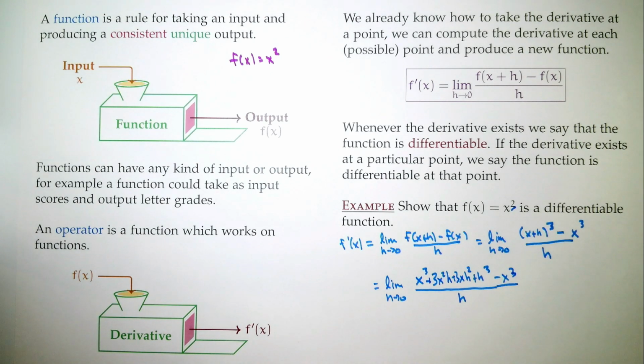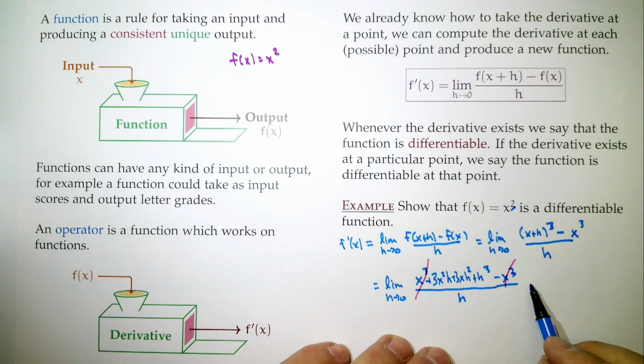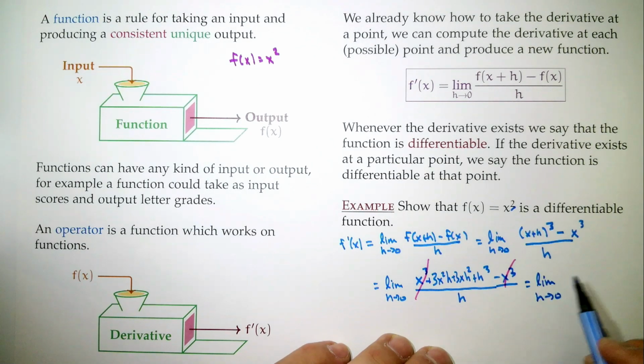Well, we're good people. We've taken care of ourselves, so what should be true? You get cancellation. The x cubes cancel. Essentially, that original function knocks itself out, and then everything else has an h in it. So that's the limit as h goes to 0.